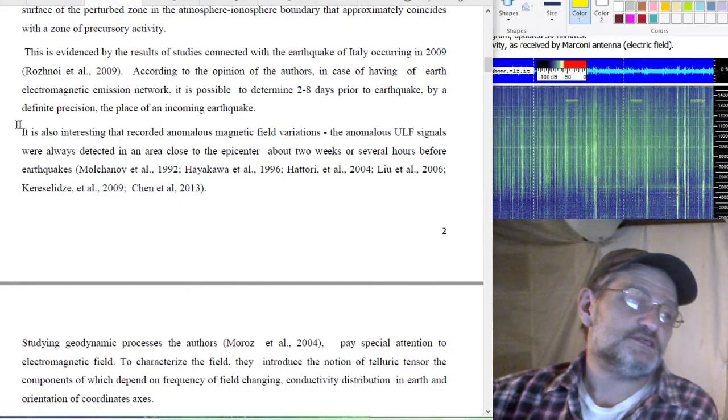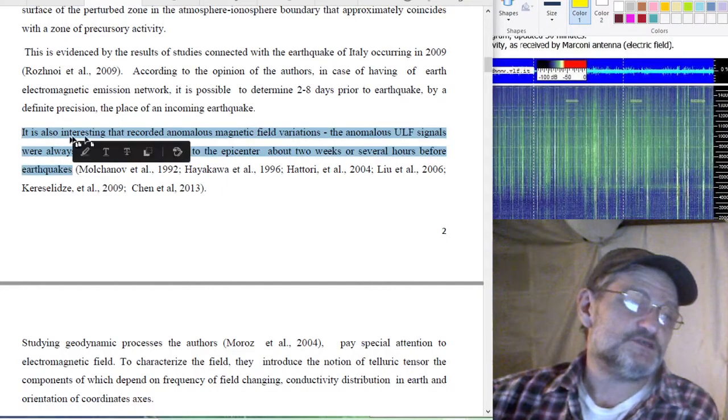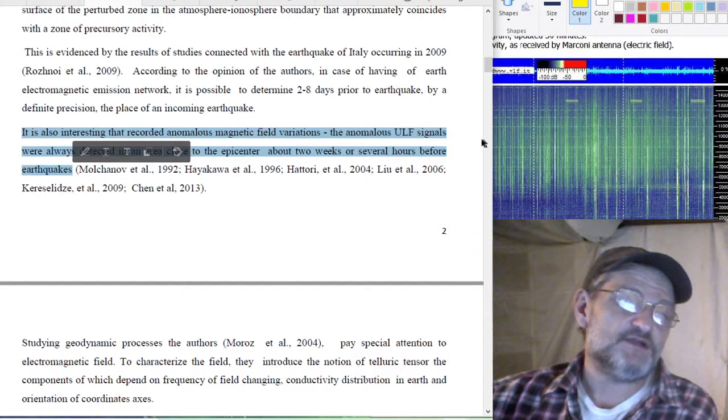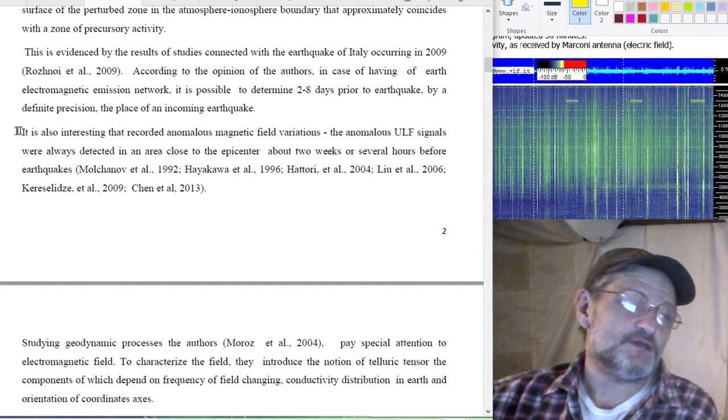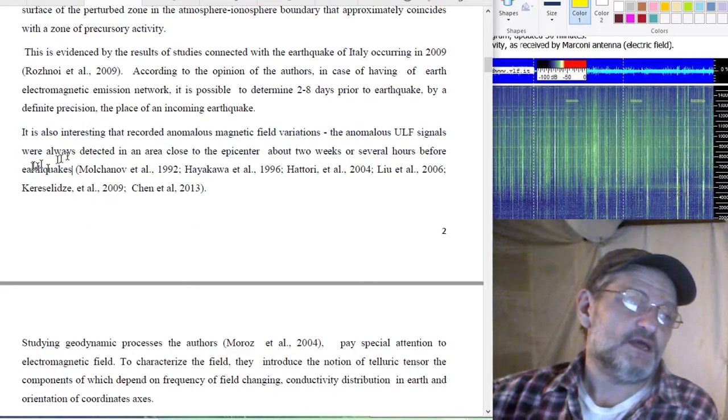Okay, this is really interesting here. I agree. It is interesting that recorded anomalous magnetic field variations. Oh, why do you do that there, buddy? Oh, come on. All right, never mind.